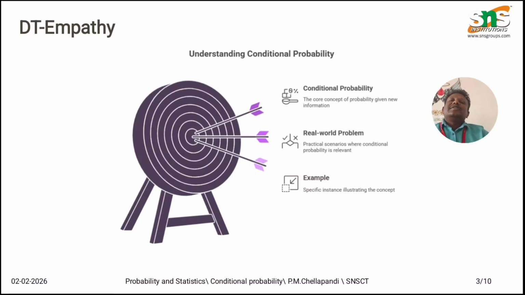Here, suppose we pick a card from a deck. What is the probability that the card is a king, right? Now imagine I tell you the card is red. Now what is the probability that it is a king? So the condition, the card is red, changes the probability. That is called conditional probability, right?